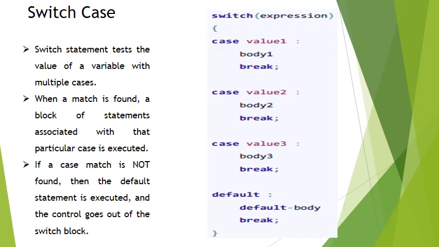Suppose the value of the expression is not value 1, not value 2 and not value 3. Then what will happen? The default body of statements will be executed. And see that after each case value, we have given a break statement. The break statement is used to exit from the block. Okay.